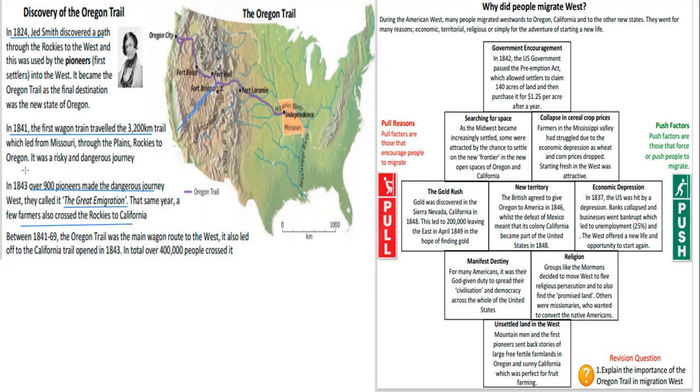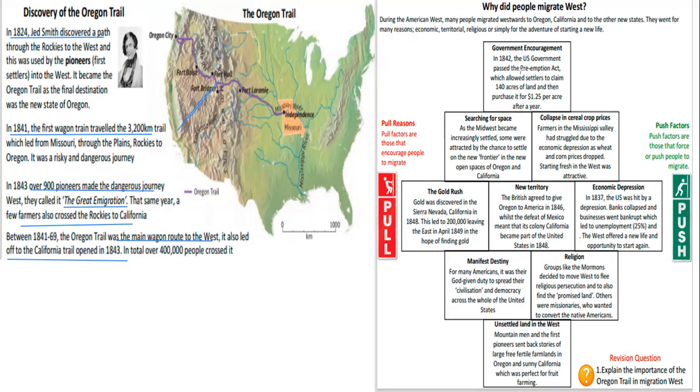Between 1841 and 1869, the Oregon Trail was the main wagon route to the west. It led off to the California Trail, which opened in 1843, and overall, roughly 400,000 people crossed the Oregon Trail. Now, what we need to look at here is why did people decide to begin migrating west? During the American West, many people migrated to Oregon, California, the new states, and they went for lots of reasons. So they went for economic reasons, territorial reasons, religious reasons, or simply the adventure of starting a new life.